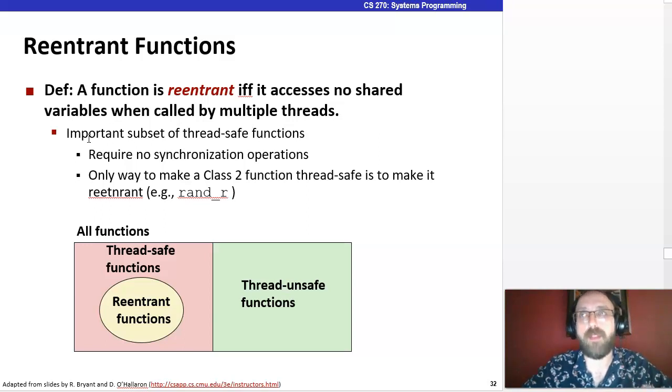And remember that semaphores, and other forms of mutexes, involve waiting for the other thread to finish what it's doing, meaning it takes extra time. So if we can avoid those synchronization operations, that's great. And that's what those _r functions are about. So again, out of all of the functions in the world, some of them are thread unsafe, some are thread safe, and of those thread safe functions, some of them are reentrant.